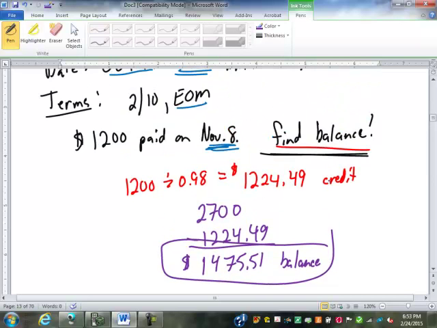If they don't pay it by the end of the credit period or during the discount period, well, then they just get credit for that payment. And then hopefully they pay the rest off before the end of the credit period, or they start charging interest.